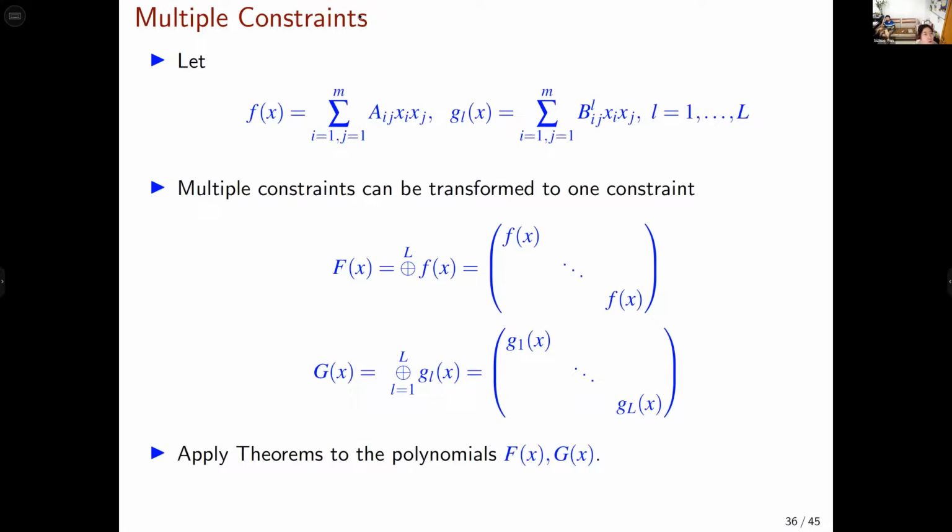And then multiple constraints. So in the commutative case, we know the QCQP problem is an NP-hard problem in general. But in the matrix-valued polynomial case, if we have multiple constraints, we can define a new F as a direct sum of F, and a new G as a direct sum of G1 to GL. Then we can apply the theorems to the new polynomials F and G directly. And this is also an SDP problem.